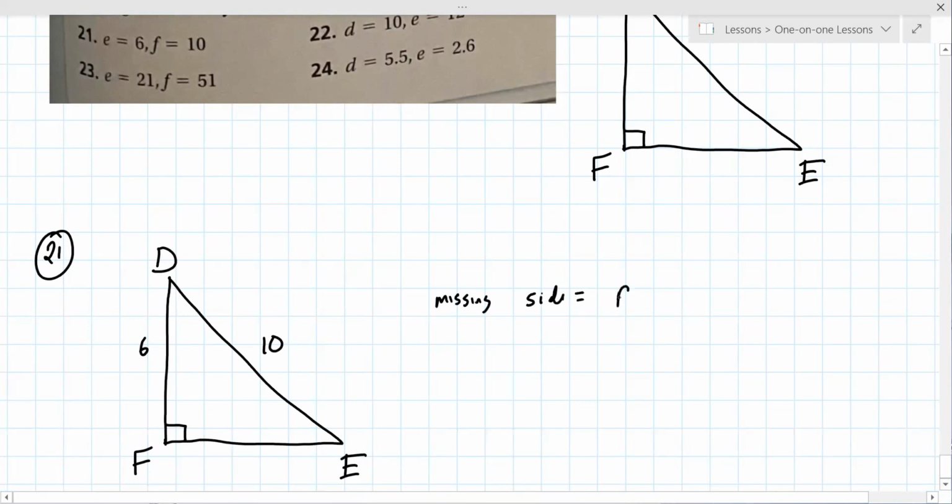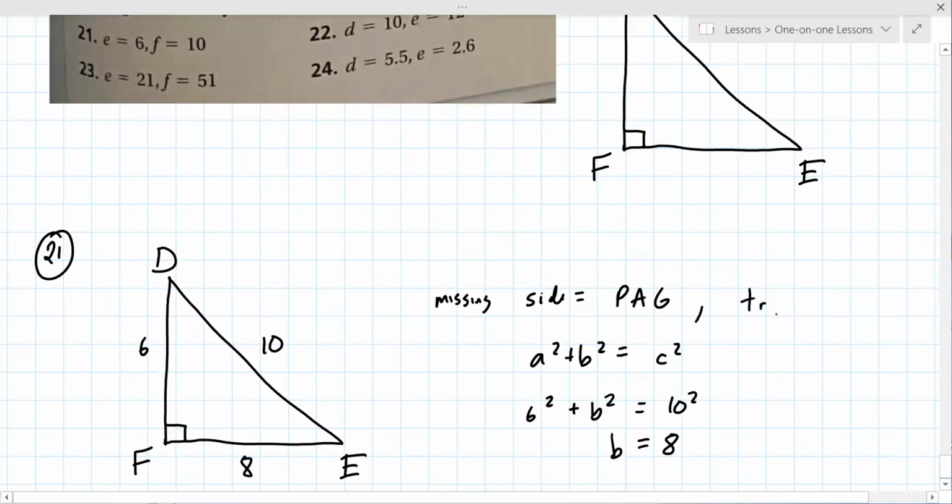I'm not sure. You want to use the Pythagorean theorem. You want to use the fact that a squared plus b squared equals c squared. So this is your missing side here. 6 squared plus, we'll call it b squared, equals 10 squared. You'll do the work and you'll find that b is 8, and you'll say, well, maybe I should have known that. Well, the other option is it could be a Pythagorean triple.